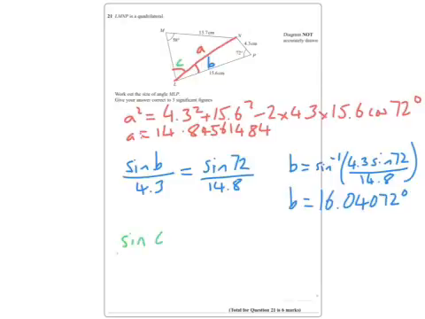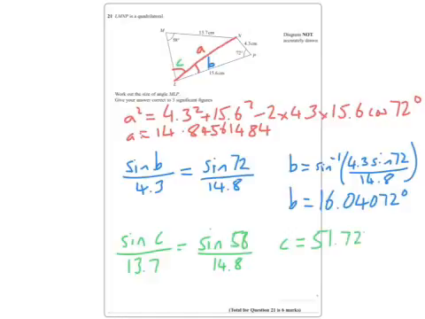Now then, for C, I'm going to use the sine rule again. So sine of C over 13.7 equals the sine of 58 over 14.8. I won't rearrange that one. C equals 51.722 degrees, and then all I'm going to do is add those two up, and I'll do that in orange.